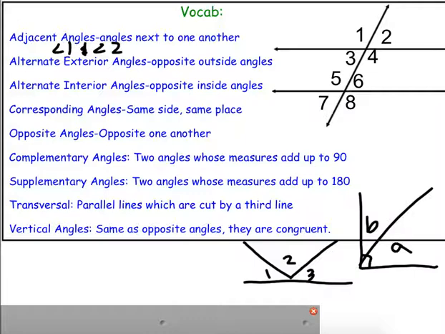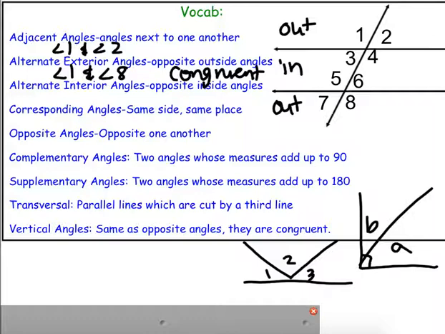Alternate exterior angles are opposite outside angles. So what we have here is two parallel lines cut by a transversal. And we can say things like angle 1 and angle 8 because they are on opposite sides of the transversal line on the outside edges of the parallel lines. If we say this is outside, this is inside, and this is outside, then we're saying we have exterior angles that are opposite of each other. So another example is like 2 and 7. And these angles are actually congruent. So alternate exterior angles are congruent.